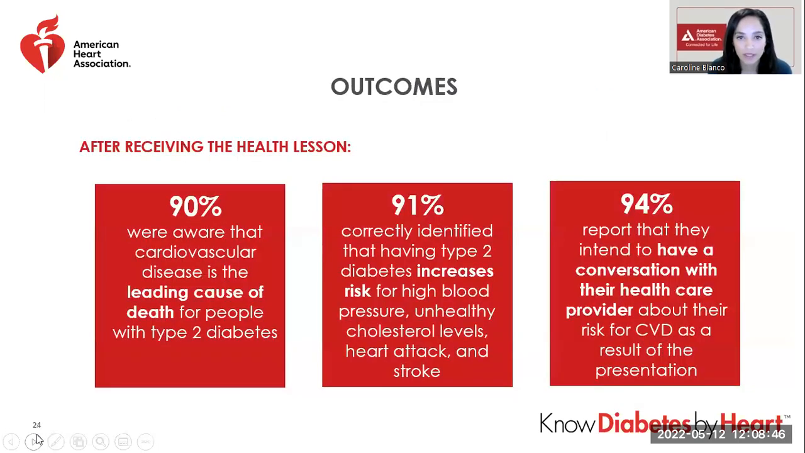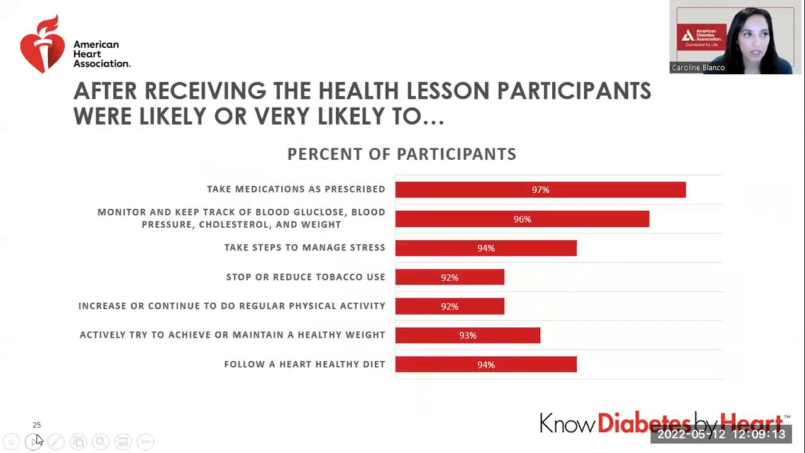So in the next slide, you can see we had such great positive results. 94% reported that after receiving the health education information and resources that they would be connecting with their healthcare provider to talk about their risk of heart disease with their diabetes, and looking at ways to make healthy, positive changes within their lifestyles. So if you go to the next slide, you can also see that participants reported that they would be taking their medications as prescribed, monitoring their blood glucose, blood sugar levels, trying to be more active, following a heart-healthy diet. So really positive results after receiving diabetes education and support through their community grants.